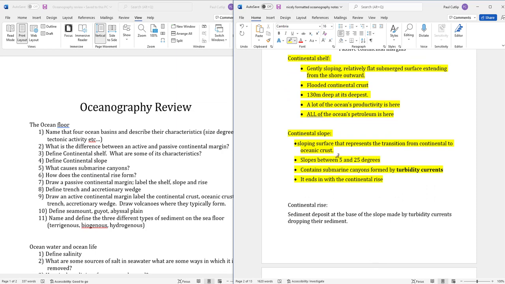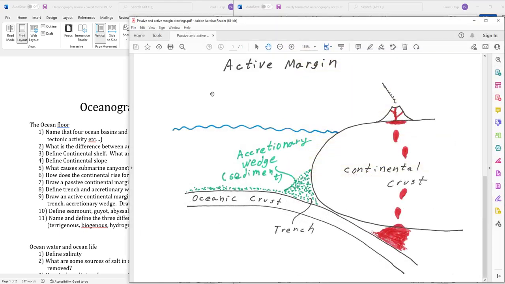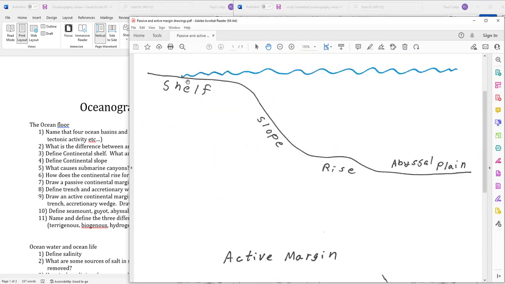It's not sloping very steep, but it does have these submarine canyons, these large canyons that are carved out by these underwater landslides that are known as turbidity currents. And then, of course, at the bottom of that slope is the rise. And if I come back to my PDF file, we can come back up here: shelf, slope, what we're talking about right now, that transition, and then rise right here, okay?